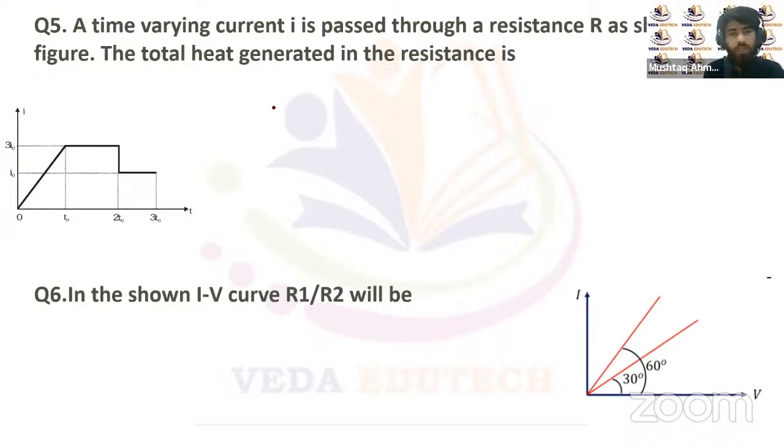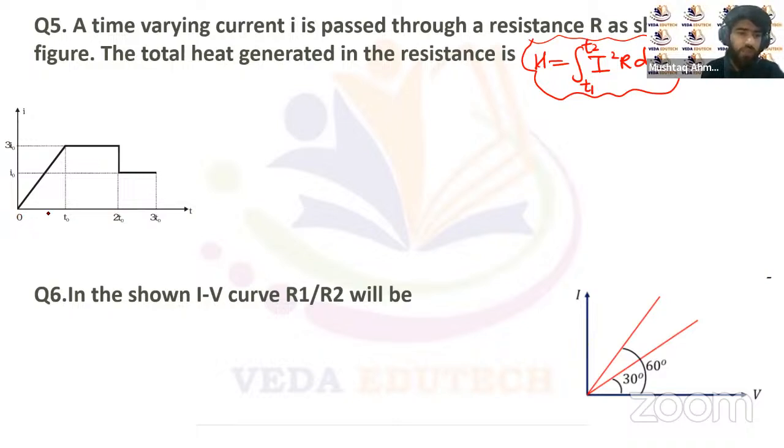We know the total heat generated in any circuit or in any resistance is given as heat H. Heat H is equal to the integral of I square R dt. So integrating the power with respect to time will give us the total heat generated, with the limits t1 to t2. This will be the equation we'll be using to calculate the total heat generated.